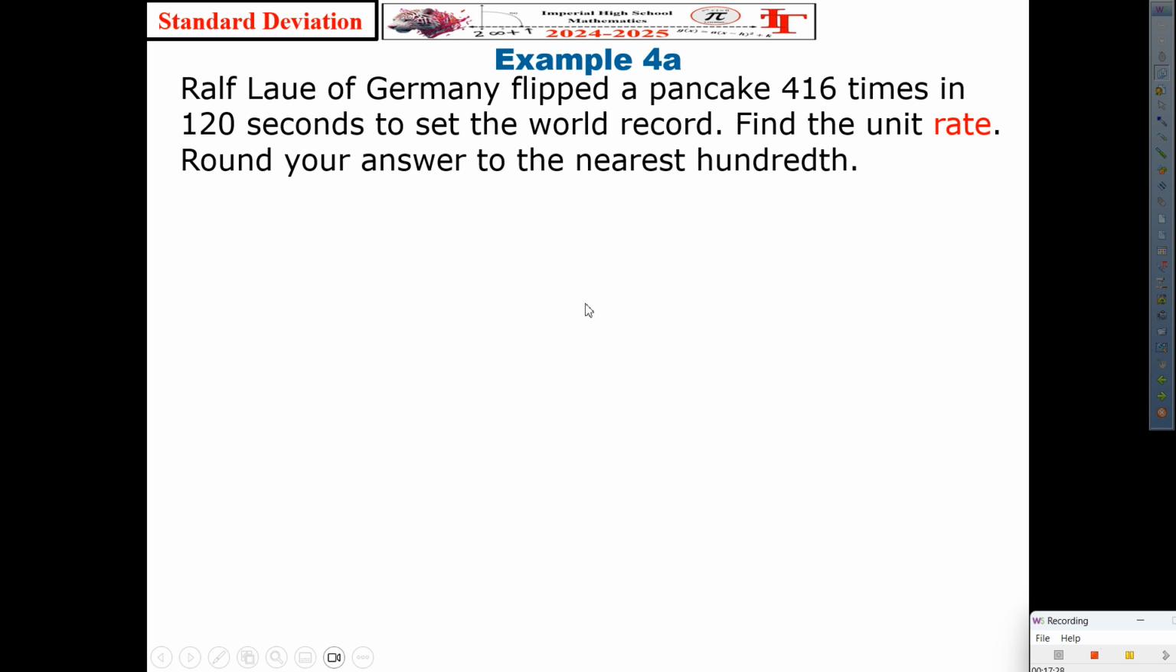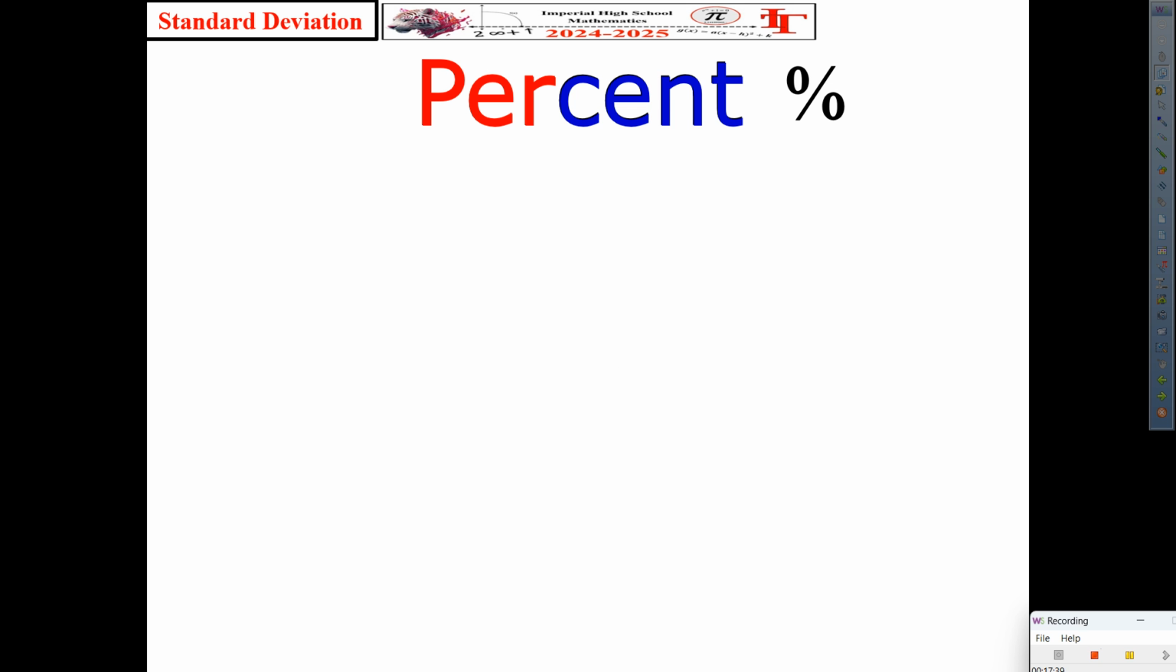Next, we went to percent. And I said, percent is a compound word. Each part means something. Tell your neighbor what each part means. Talk to your neighbor, what does each part mean in percent? Write me something on your screen. What does per mean? What does cent mean? 10 seconds.